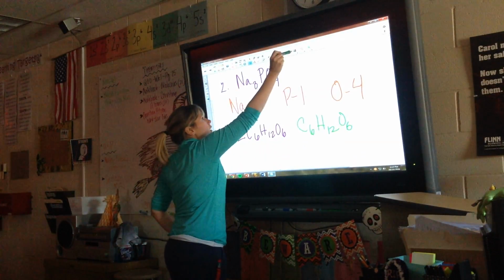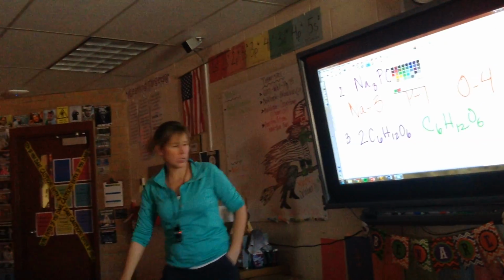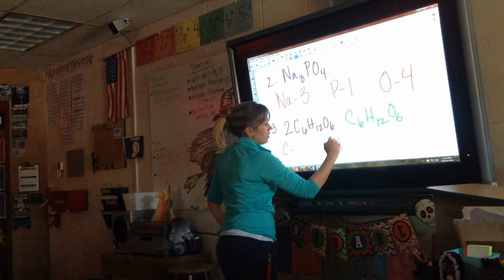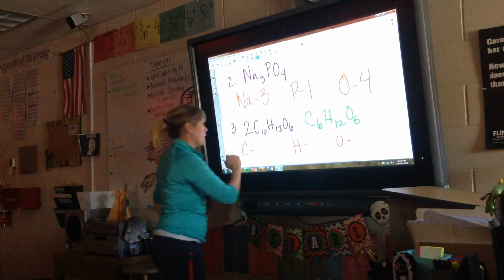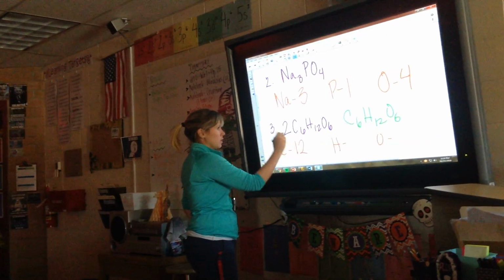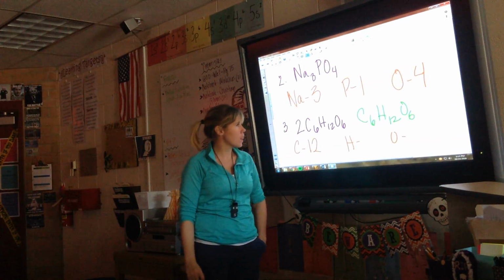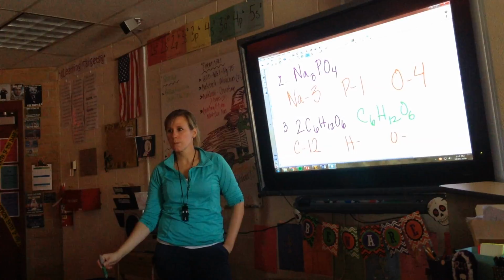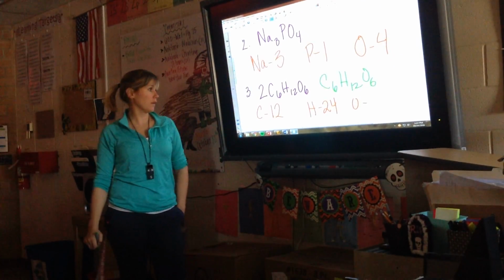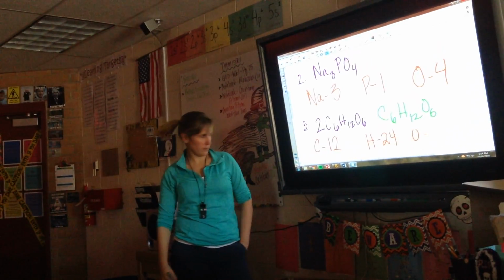So when we are looking at the number of atoms, what are you guys going to have to do with this? Double it, multiply it by 2. Okay? So we've got carbon, we've got hydrogen, and we've got oxygen. Rachel, how many carbons do we have? We have 12. So 6 times 2. How many hydrogens, Ivan? 24. Good. And how many oxygens, Vicente? 12. Good.